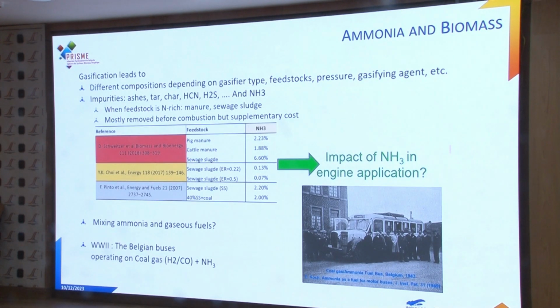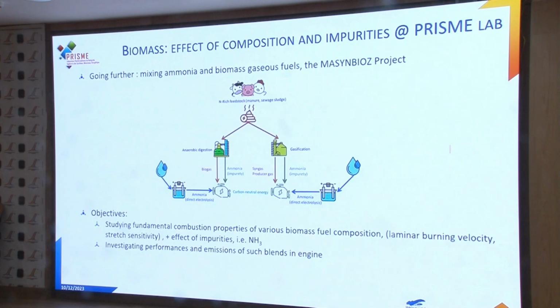And we can also imagine, now we know that ammonia can burn effectively in engine. What about mixing ammonia with those gaseous fuel? And Christine already showed you in her presentation the famous example of the Belgian bus using coal gas, so it's basically syngas with ammonia during the Second World War. So go back to the future and see how we can reuse those kind of mixture in engines.